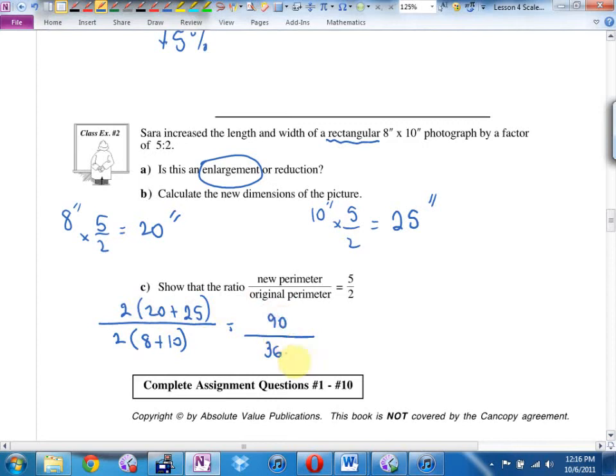Well, what numbers go into the top and bottom? 3? How about 9? A little bigger. If I divide by 9, I'll get 10 over. If I divide by 9, I'll get 4. Does that then go into the top and bottom there?